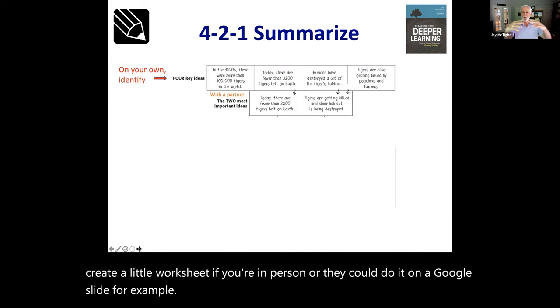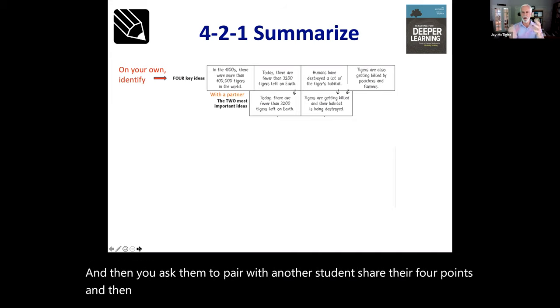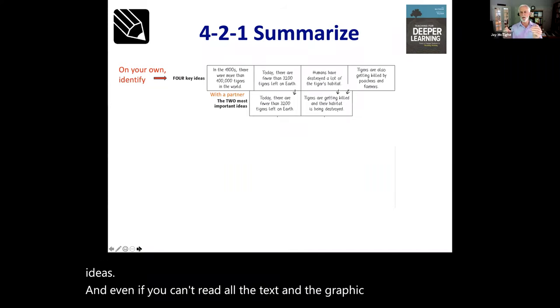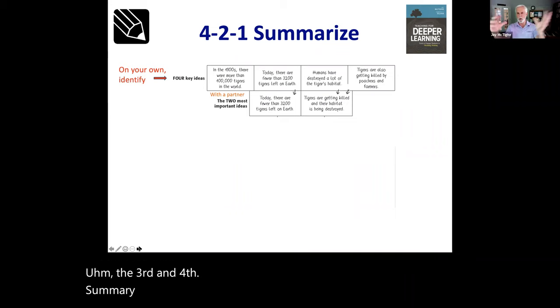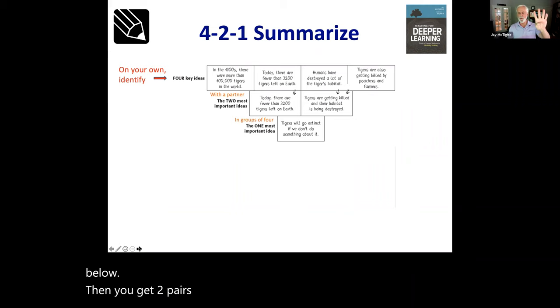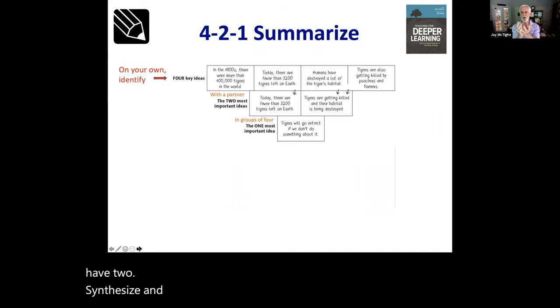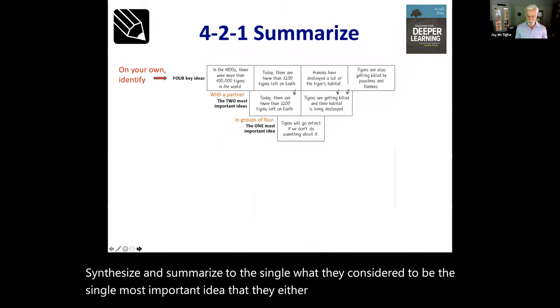And then you ask them to pair with another student, share their 4 points, and then together synthesize those into the 2 most important ideas. And even if you can't read all the text in the graphic on the screen, you get the idea that the 3rd and 4th summary by one student were synthesized into one of the 2 summaries below. Then you get 2 pairs together. So now we have groups of 4, and they have to synthesize and summarize to the single, what they consider to be the single most important idea that they either heard, read, or viewed.